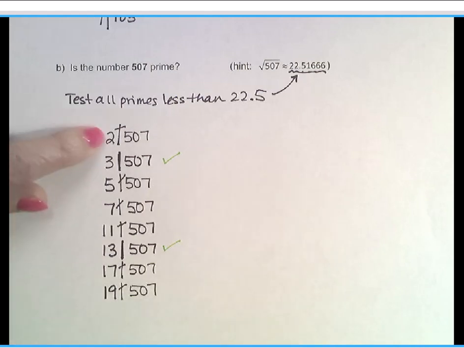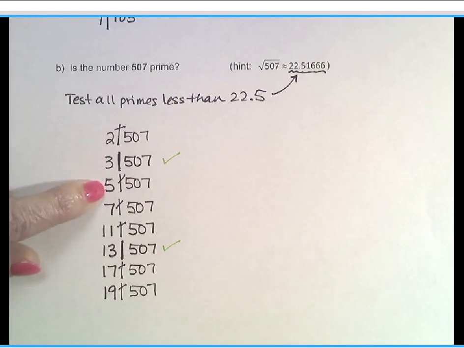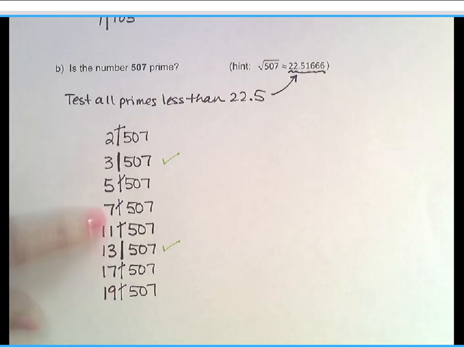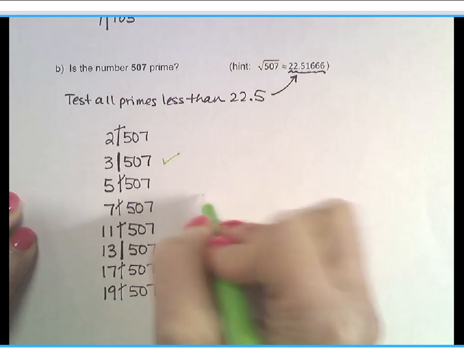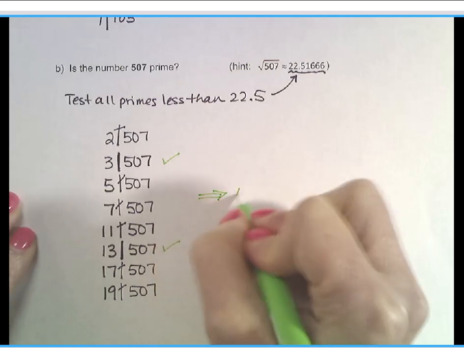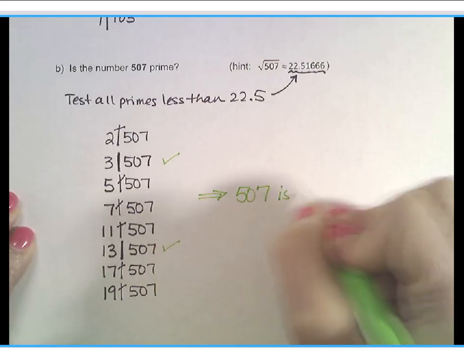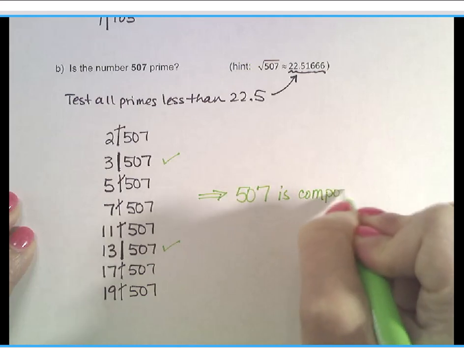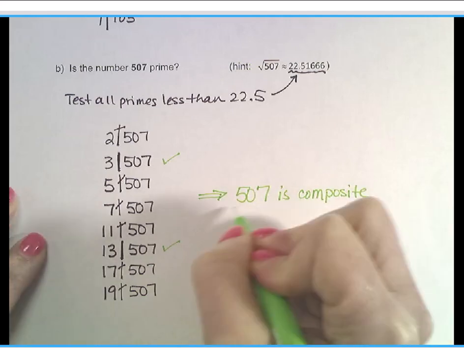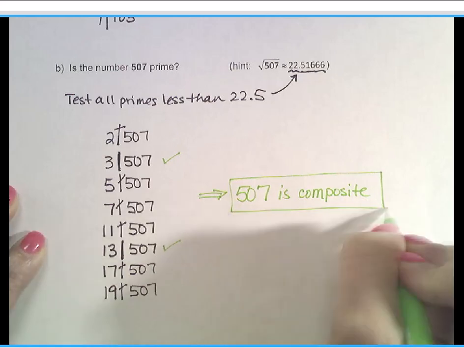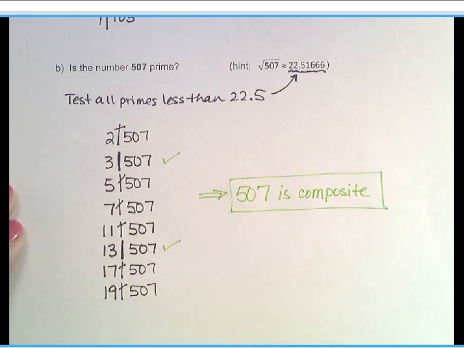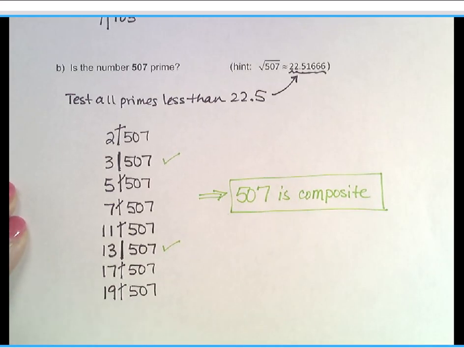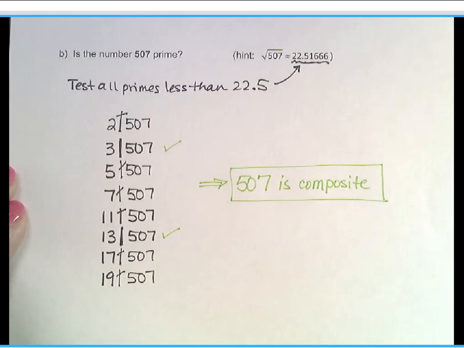So your divisibility rules kind of run out when you get to 5. So you can use a calculator for the other ones. But because those two divide into 507, that means 507 is composite. Or like they'll say, is it prime? You'll say, no, it's not prime. It's actually a composite number. So that is the square root test that you can use to figure out if a number is prime.